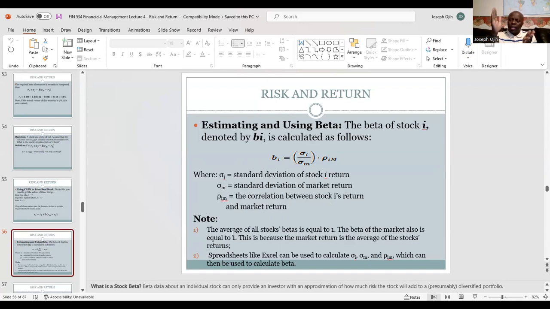If they are not given to you, you can get the prices of the stocks. Download the prices from Yahoo Finance, then download the prices of the market index that you need to use. Use those two to calculate the return for the stock and for the market, and use those returns to also calculate the correlation between the stock and the market return. Then plug them into the formula, and you get the answer as well. Remember that the average of all stock betas is equal to 1, because the market's beta is 1, since the market return is the average of the stocks' returns.